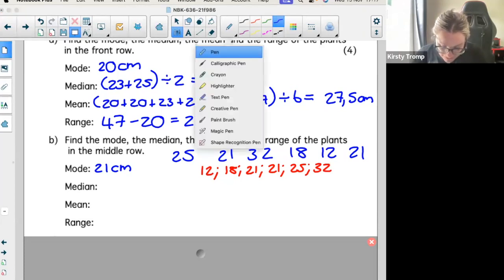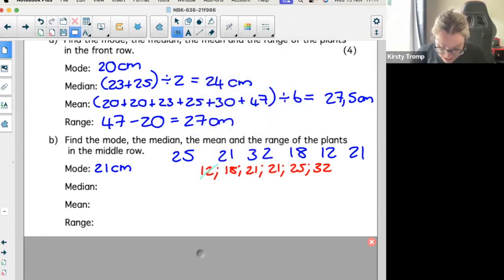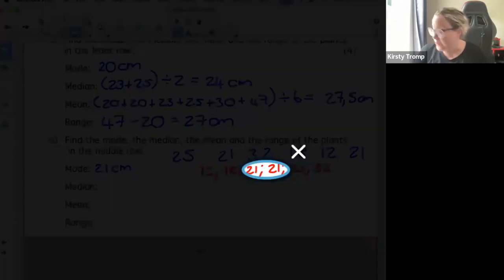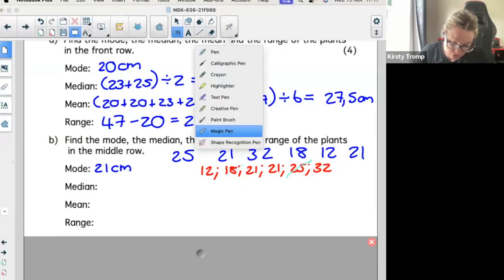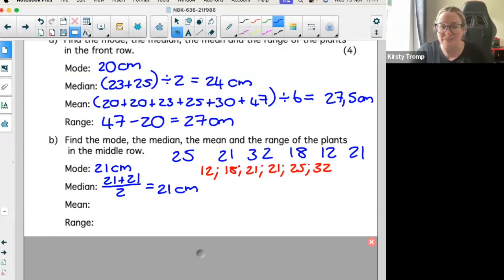I'm going to go grab my magic pen. Stay with me. All right, I'm crossing that one off and that one off. That one off and that one off. Uh-oh, I've got two numbers in the middle. What do I do? We have to use them, ma'am. Good, I have to use them. So I'm going to say 21 plus 21, and I'm going to divide it by 2, and that's going to give me, what a coincidence, 21 centimeters. Thanks, Lungawa.